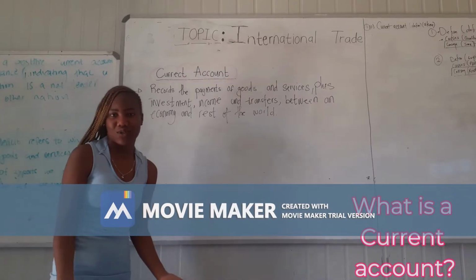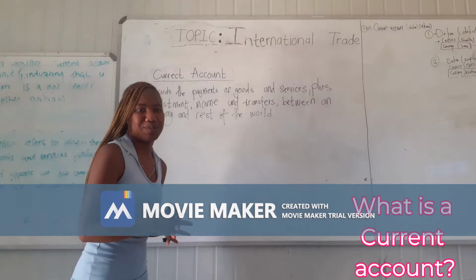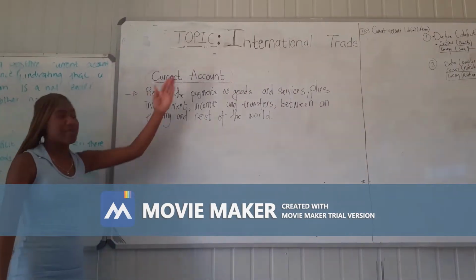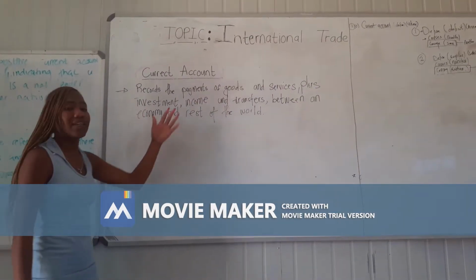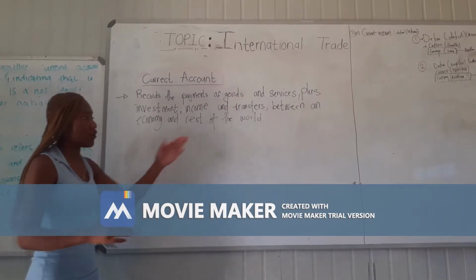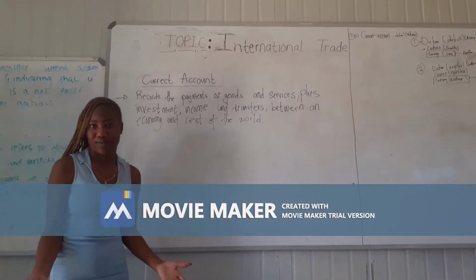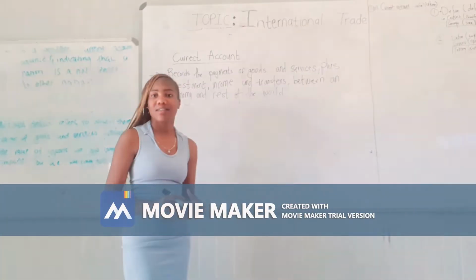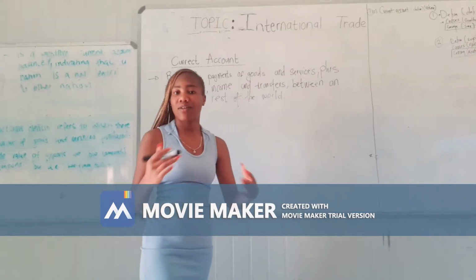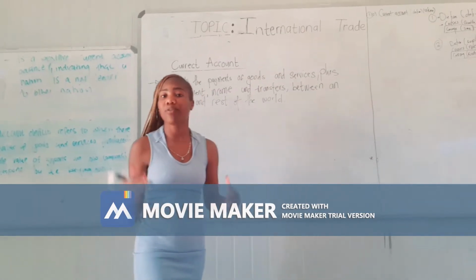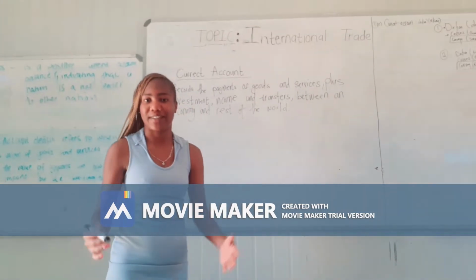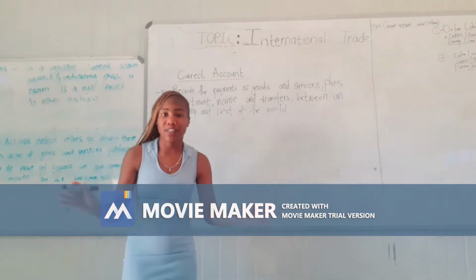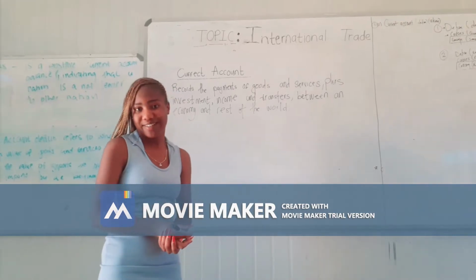A current account. What is a current account? A current account records the payments of goods and services plus investment income and transfers of an economy and the rest of the world. So in economics, a current account is the records of exports and imports of both goods and services as well as international transfers of capital. And this is where a deficit and a surplus can be determined.